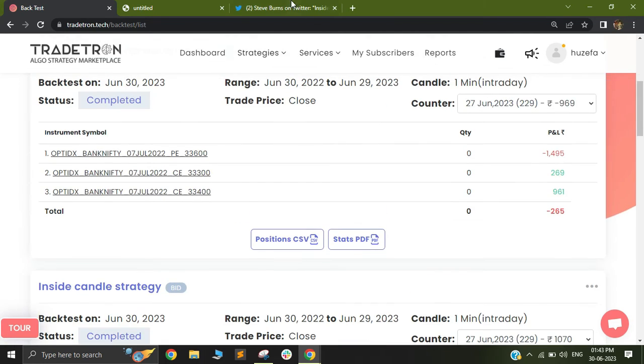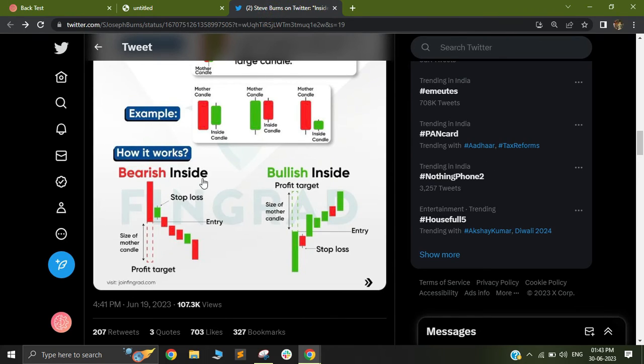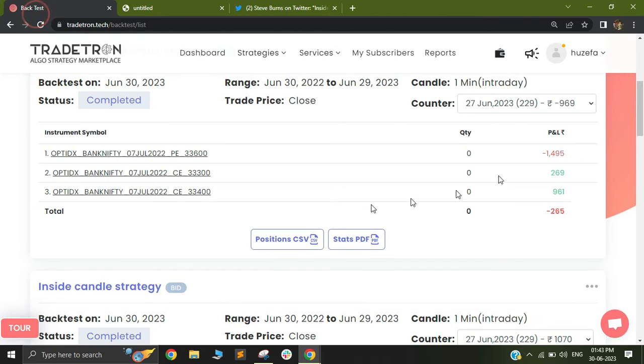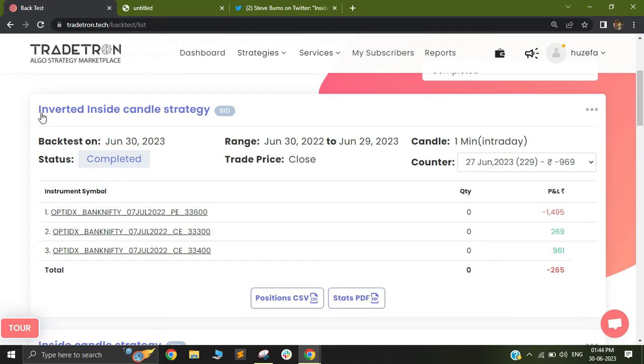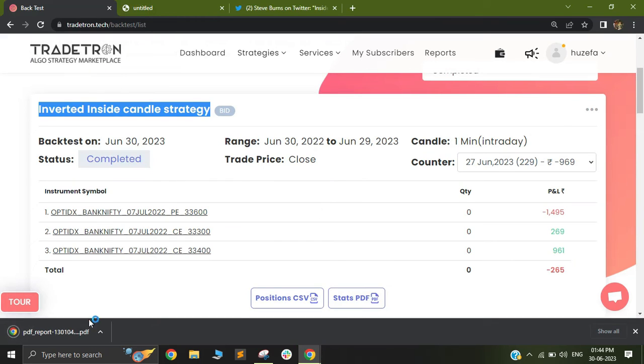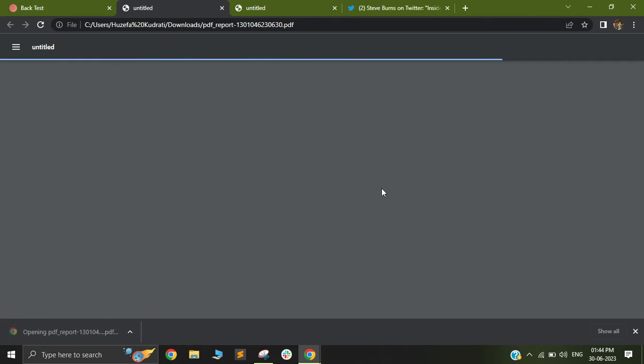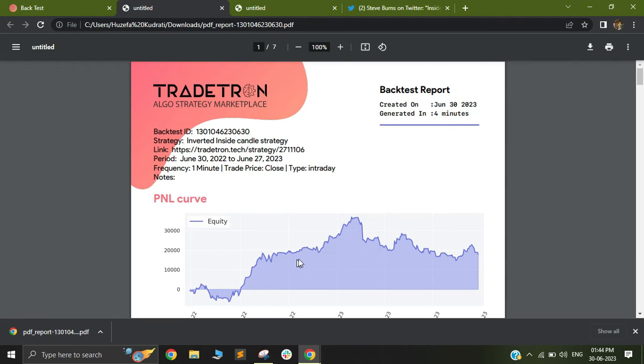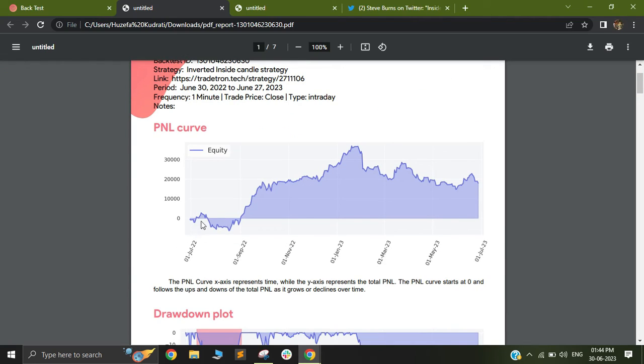At the signal of a bearish trade, I will take a bullish trade, and at the signal of a bullish trade, I will take a bearish trade. And you can see that if I backtest this inverted strategy, the backtest is completely opposite, which means I am getting something like this, which is a fairly good return. On an option buying strategy, a return like this is quite good.